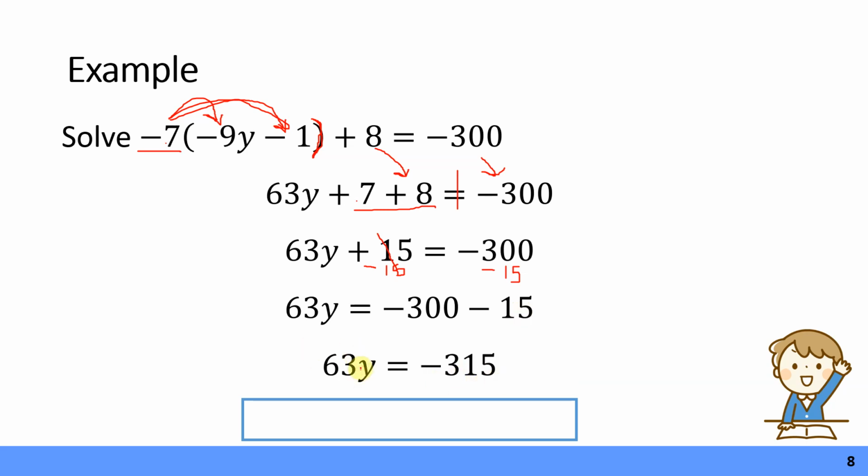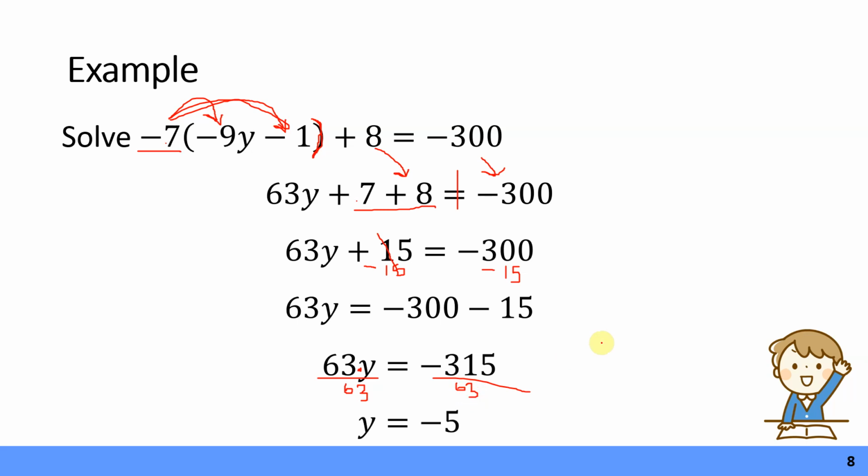And 63 is being multiplied with a y. I'm sorry, that's supposed to be a dot. So since it's being multiplied, do the opposite. So I divide by 63. And now I have no idea what that is. So you would pull out your calculator, right? Negative 315 divided by 63, that gives me my final answer of y equals negative 5.